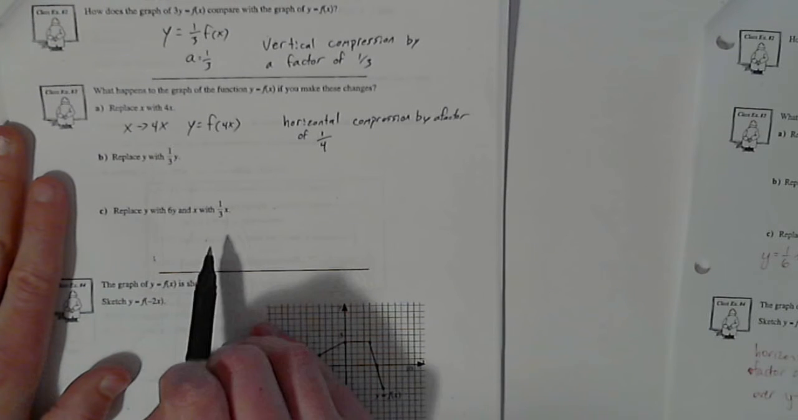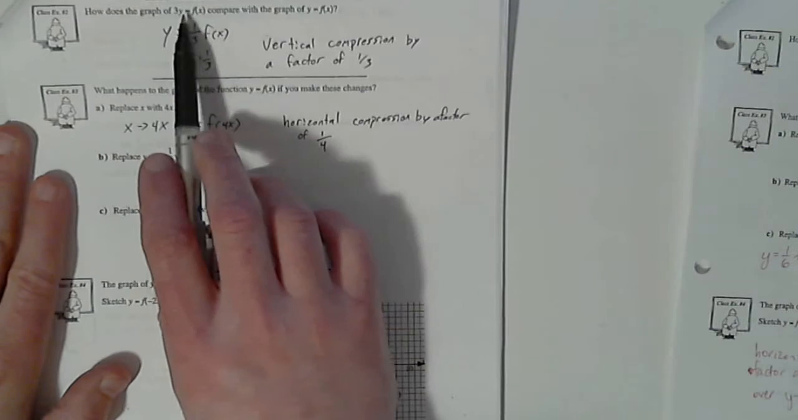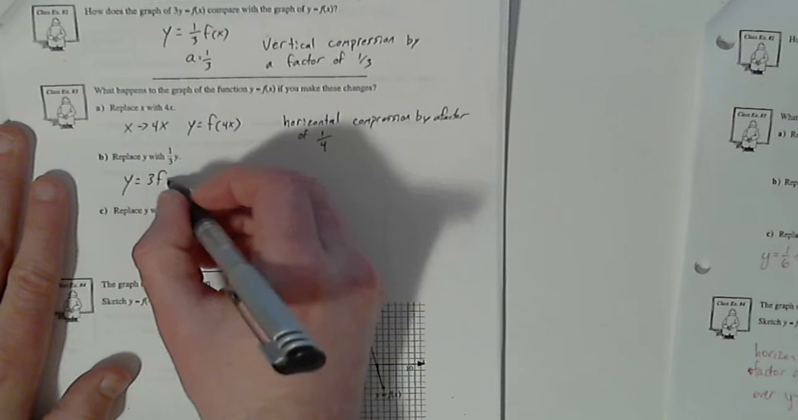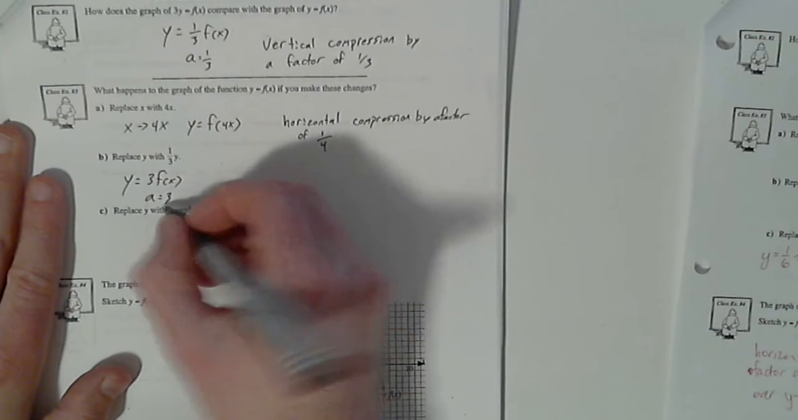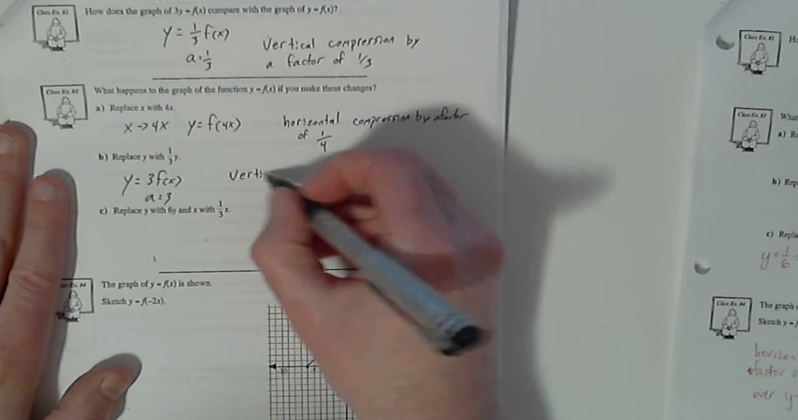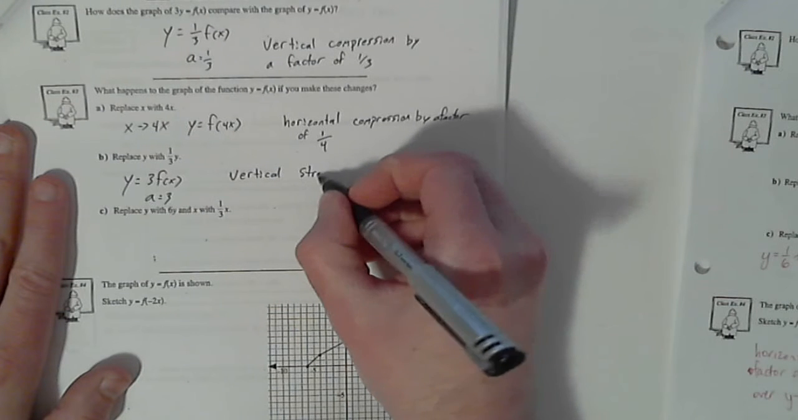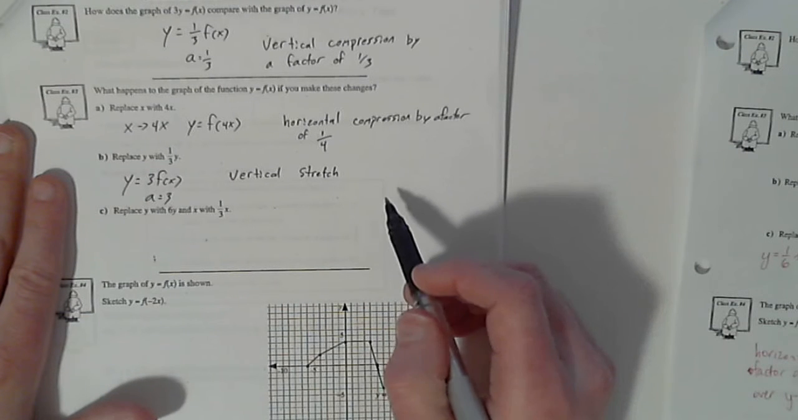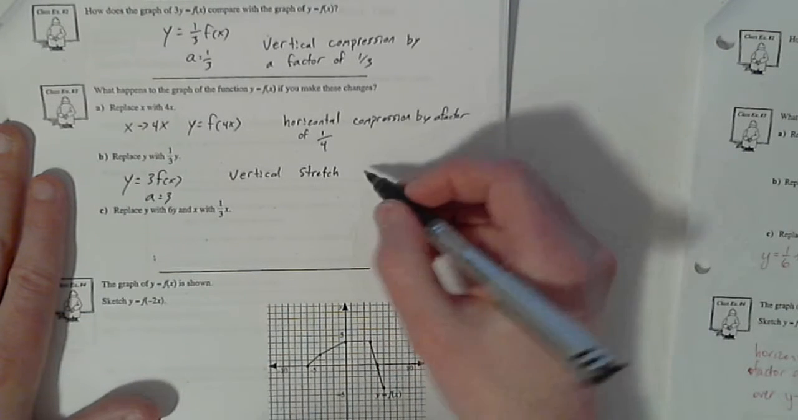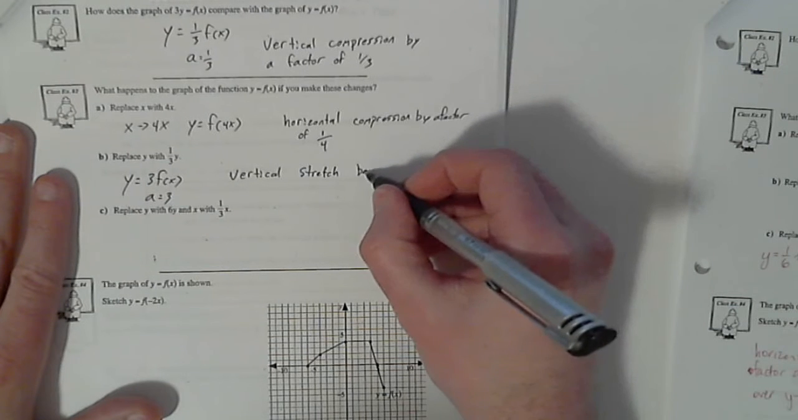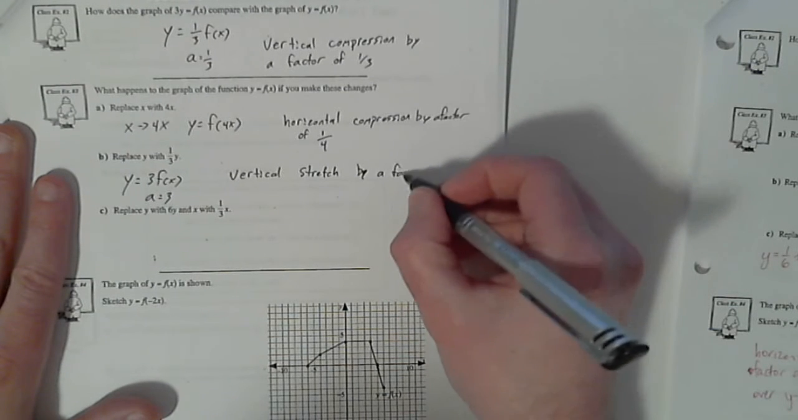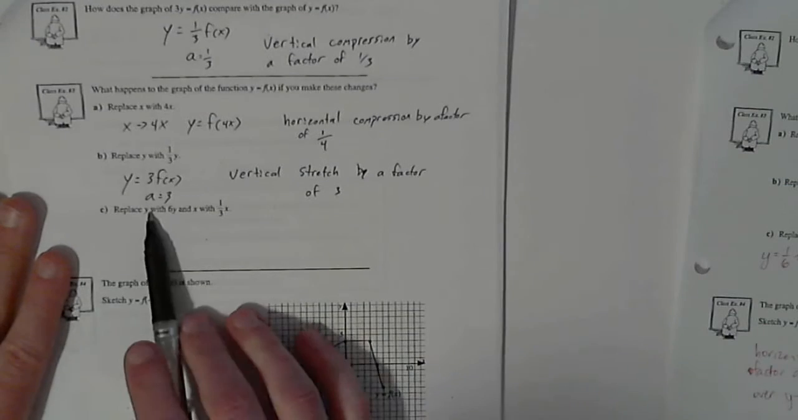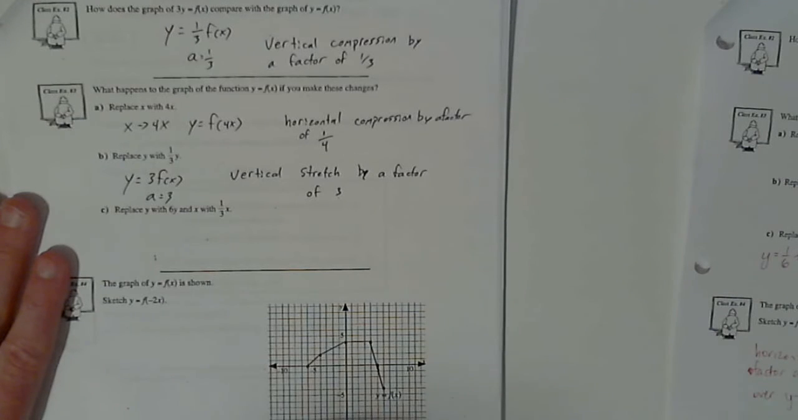If you replaced y with 1/3 y, so that's the opposite of this one up here. Looking at it in function notation, it's actually going to be 3 times f of x. So it's an a value of 3. So this is a vertical stretch. I never see anybody say expansion there, but that's certainly not wrong. If you say it's a vertical expansion, that's just fine. It's a vertical stretch by a factor of 3.